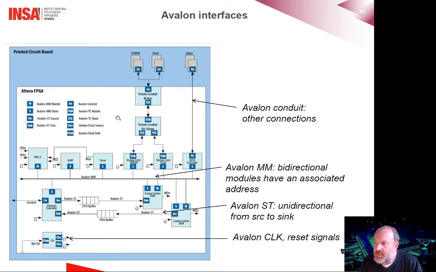Another interface is the Avalon Conduit. This interface is used to connect a specific component within an FPGA with a component that is located outside the FPGA. It's a bidirectional link. Finally, this figure summarizes all the interfaces that are available in the FPGA, and we're going to play with these interfaces during the lab. So make sure you understand the very principle of each interface.